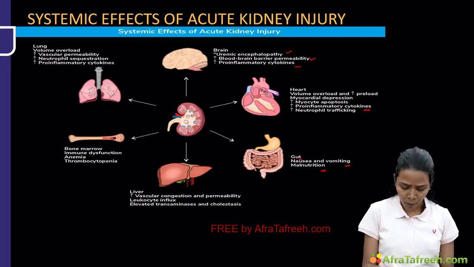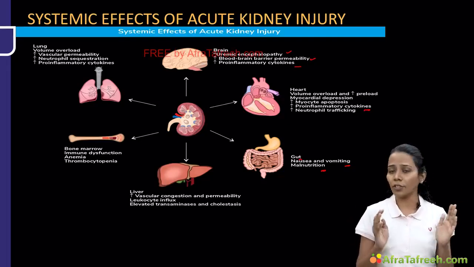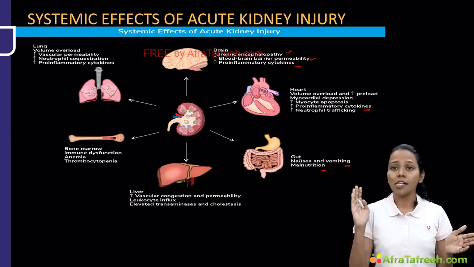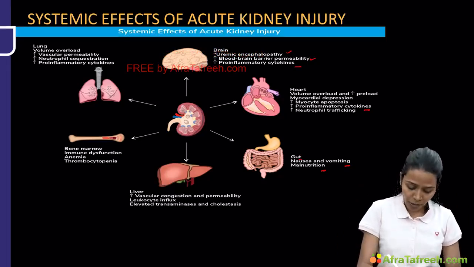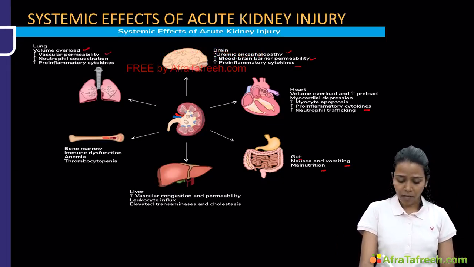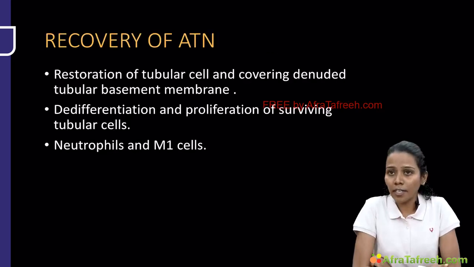In the bone marrow, there can be anemia. We know that basically there's going to be depression, so there's going to be anemia, thrombocytopenia, and immune dysfunction. And in the lung, there's going to be volume overload, increased vascular permeability, neutrophil sequestration, and increased pro-inflammatory cytokines.